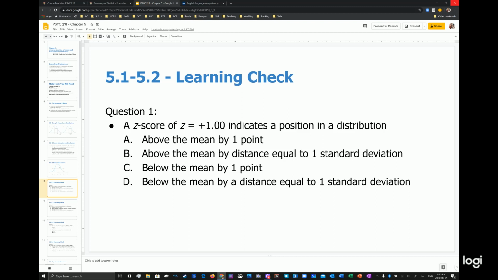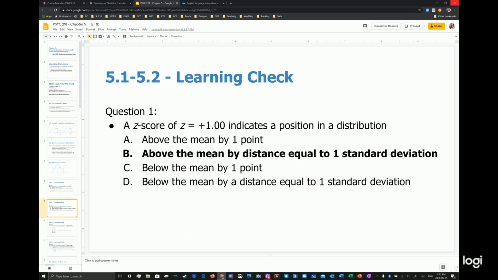So here are some learning checks for you. Number 1. A z-score of +1 indicates a position in the distribution. So pick your choice here: A, B, C, or D. I'll let you read those out loud and figure out an answer. You can pause the video at this point to read and figure out your answer. Remember the definition of a z-score. Remember how we got that definition.